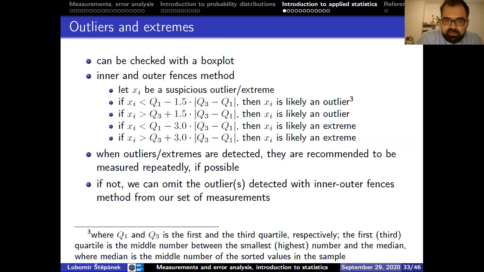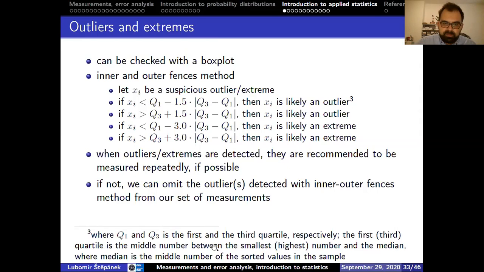So how to check if this is an outlier? We can use the inner and outer fences method, and you have to calculate the first and the third quartile. How to calculate? If you know what a median is, the median is just the number in the middle when you take your sample of readings and sort it in increasing order, from the smallest one to the largest one. The first quartile is the middle number between the smallest number and the median. And the third quartile is the middle number between the highest number and the median.